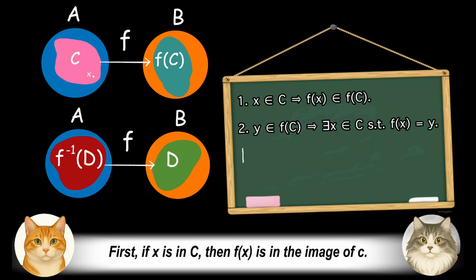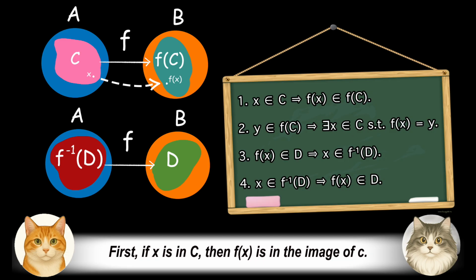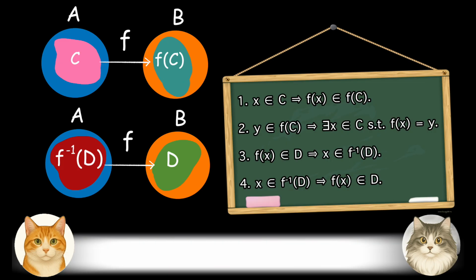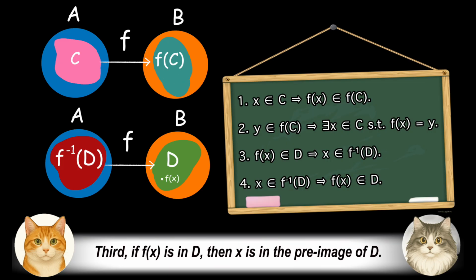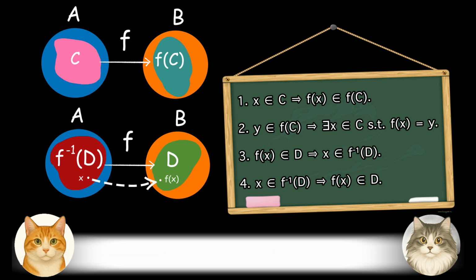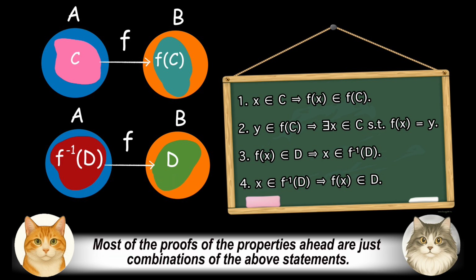First, if x is in C, then f(x) is in the image of C. Second, if y is in the image of C, then there exists some x in C such that f(x) equals y. Third, if f(x) is in D, then x is in the preimage of D. Last, if x is in the preimage of D, then f(x) is in D. Most of the proofs of the properties ahead are just combinations of the above statements.